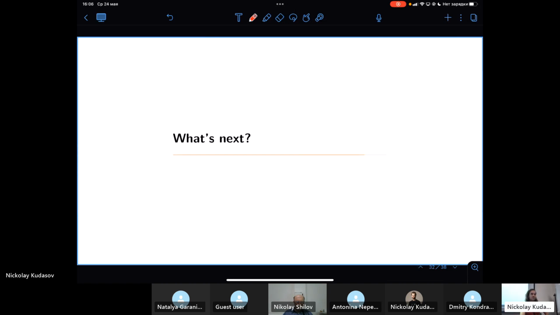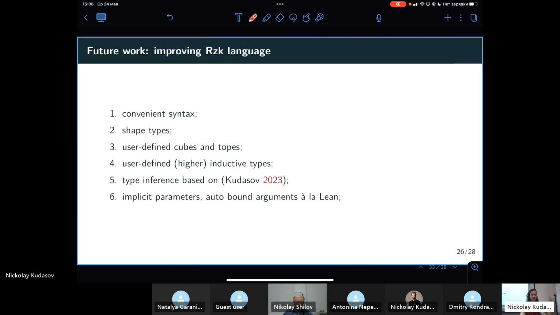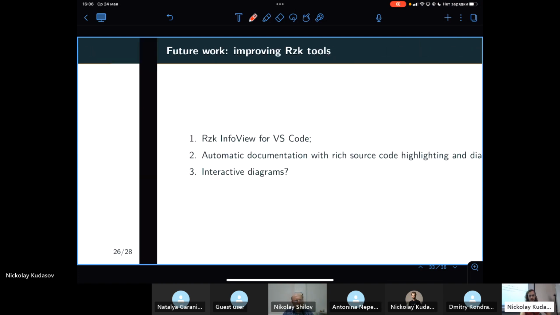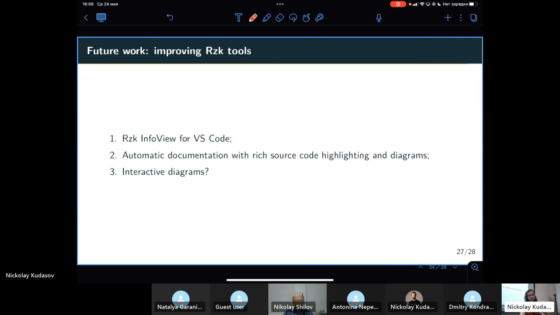So what's next? Well, we're going to improve the language because it's very basic right now. There's lots of stuff that I want to implement. In particular, one of the major things that I'm interested in is incorporating proper type inference based on equational unification that I've worked on recently. But there are other things that I want to implement. I want to work on and improve RZK tools, and any help is, of course, welcome here.